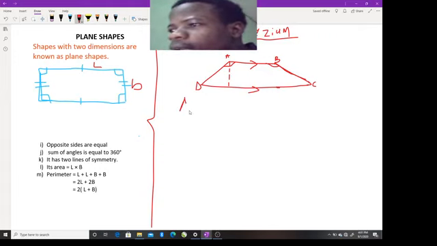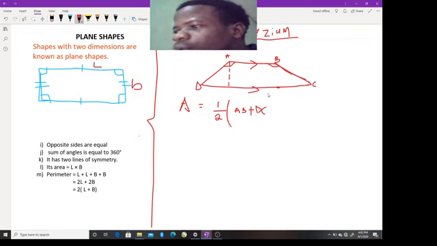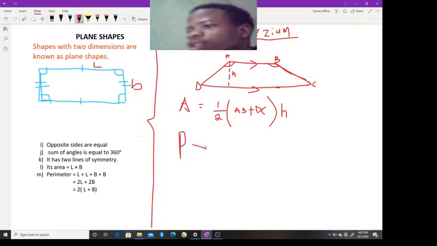So if you're talking about the area now, the area is 1 over 2. Permit me to label AB. Half of AB plus DC, close the brackets, then times height. This is the height. So your perimeter, of course, I don't need to write that. Addition of all the given sides will give you the perimeter of the shape.